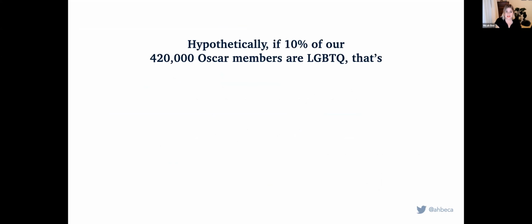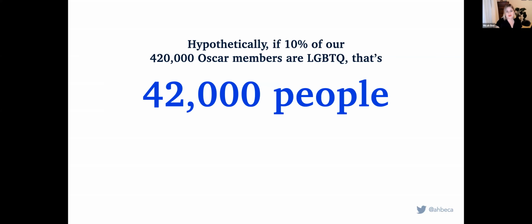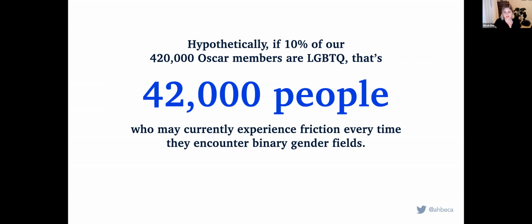So for instance, hypothetically, if 10% of our 420,000 Oscar members are LGBTQ, that's 42,000 people who are currently experiencing friction every time they encounter binary gender fields. This kind of advocacy was really useful when working within my company to show that, while we may say in the data set that this is something like an edge case, it can actually lead to significant impacts.